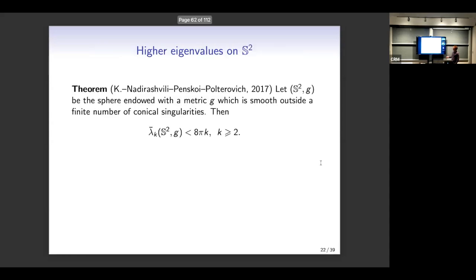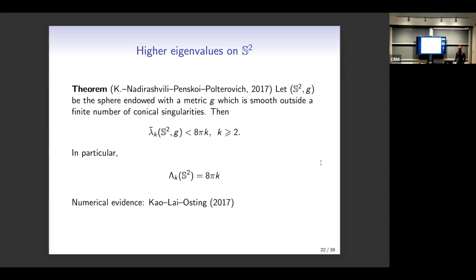All right, so for the kth eigenvalue on a sphere, you get this general upper bound. For a smooth metric, you always have a strict upper bound of 8 pi k. And you can always achieve 8 pi k by gluing k spheres together. So in particular, this is the maximizer. That's what I mean: this situation is, from a mathematical viewpoint, much nicer compared to the situation in the plane. Here you can actually prove things for any k. And prior to this, there was some numerical evidence that this is indeed what happens.